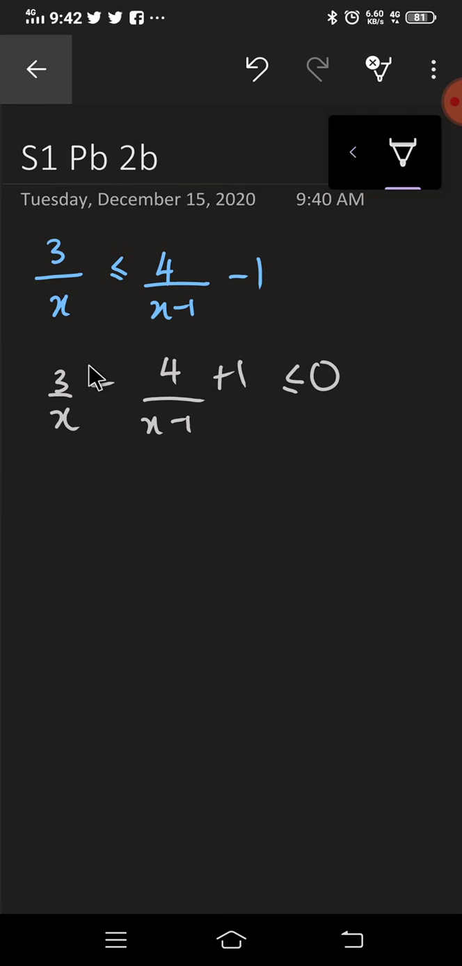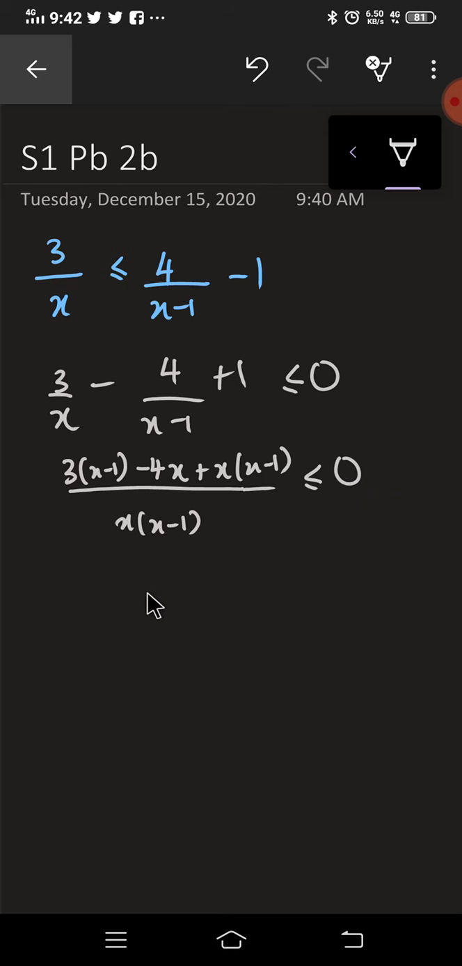For this addition between fractions, we need to find the common denominator so that we can find the values of x using a single fraction. So how do we find the common denominator here? We multiply x with x minus 1. So this term 3 needs to be multiplied by x minus 1, and then minus 4 multiplied by x, and then the 1 needs to be multiplied by x and x minus 1, less than or equal to 0.